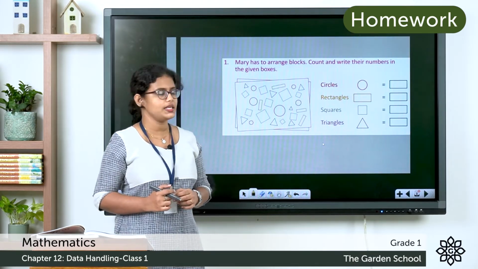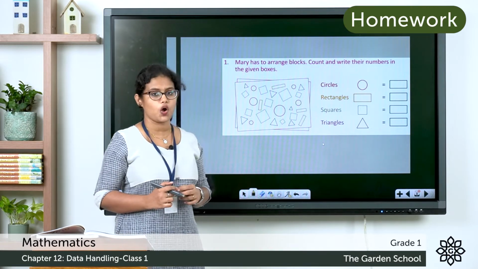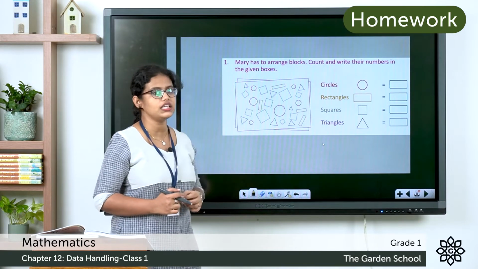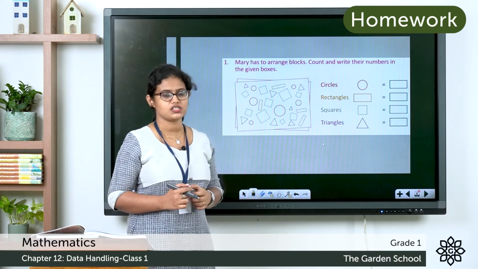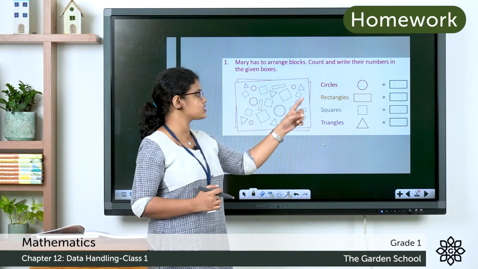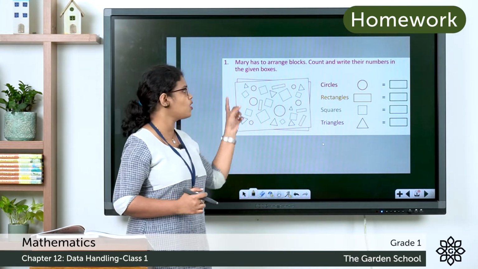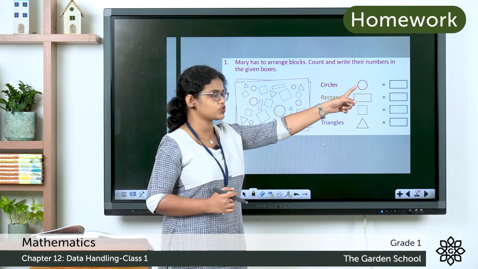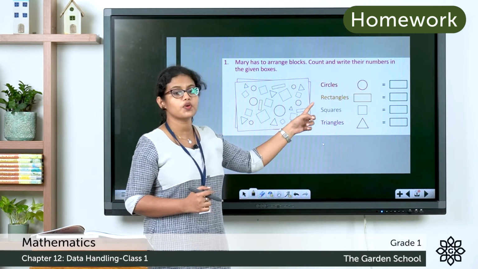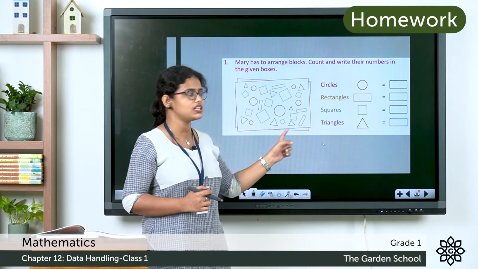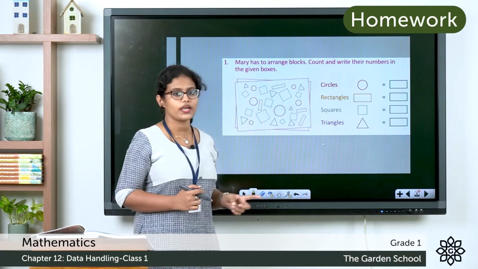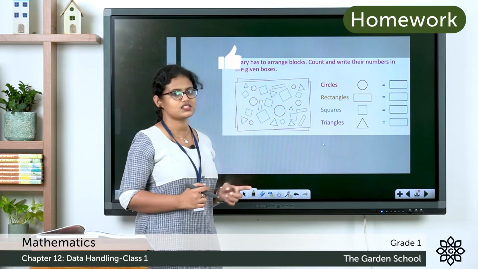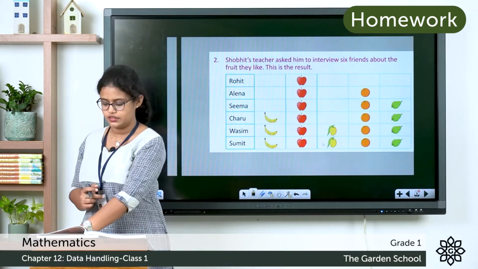Then next you can see Mary has to arrange blocks. Can you all see the blocks here? Have to count and write their numbers in the given boxes. So circles, rectangles, squares, triangles, all these blocks are here. So you have to count the number of circles, then you have to write in the box. Then count the number of rectangles. How many rectangles are here? Just count and write. Then squares. Then the same way count the number of triangles. Then you can write it here.